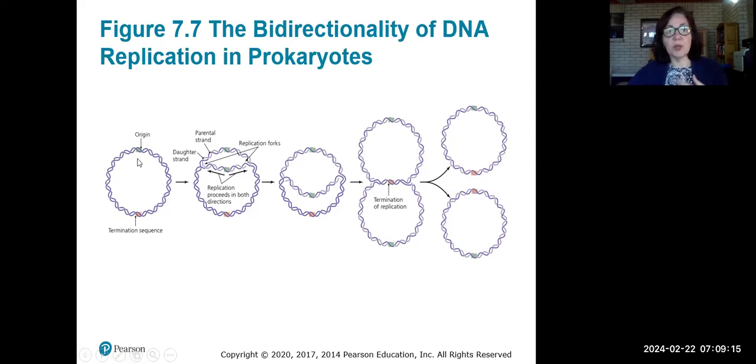Remember that in prokaryotes, often the genome is one big chromosome that's a circle. But the semi-conservative replication, those rules still apply. So here's the original thing. There's this dark purple. And then as you pull it apart and make new daughter strands, look at that, semi-conservative, half old, half new.